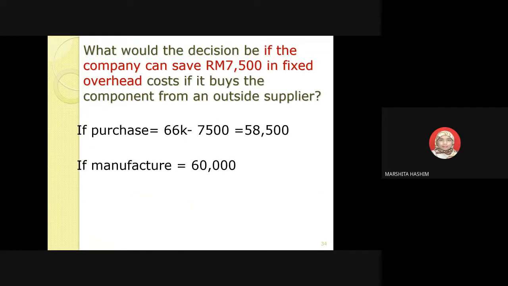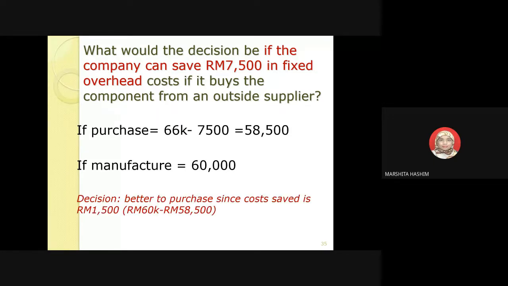Okay, check your answer. If you purchase, you can save 7,500 of your fixed cost, a relevant benefit. Therefore, net purchase cost is 58,500. If you manufacture, you still incur 60,000. Therefore, better to purchase since purchase cost is lower than manufacturing cost, or maybe better to purchase since cost save is 1,500. Okay, the difference between manufacturing cost and purchase cost.